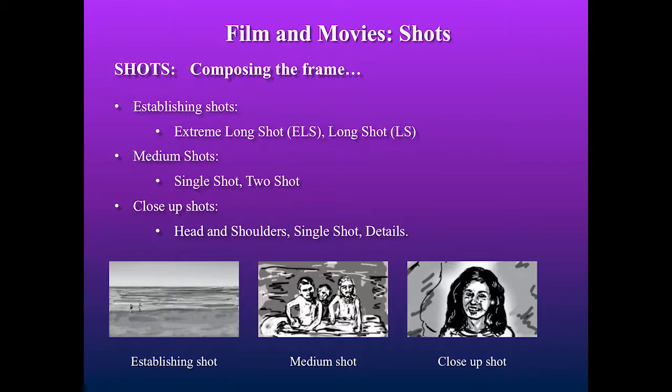Medium shot, a single shot, a two shot, when you can see people from the waist up, or even standing together, a full shot, but they're close enough that you can see who they are and get an idea of what they're talking about, so usually used in dialogue. And then close-up shots, head and shoulders, single shot, details when you want to see the person talking directly to you or look at something close up to get an idea what the details are.